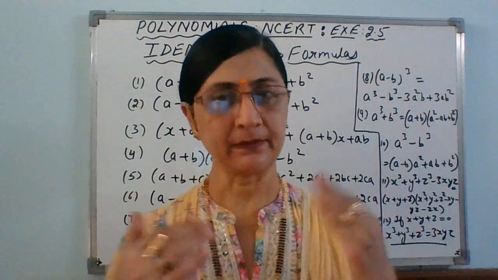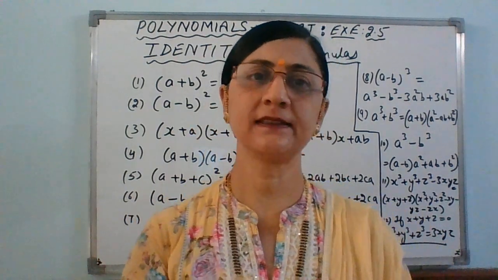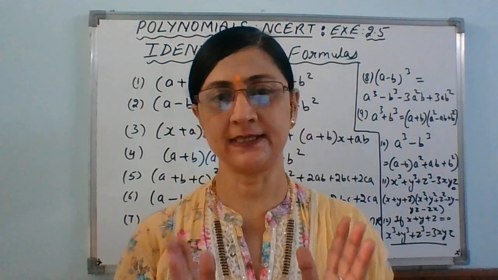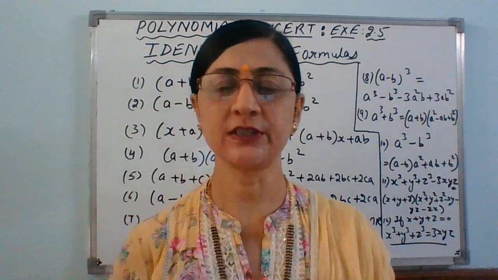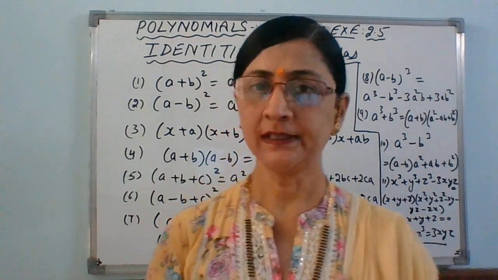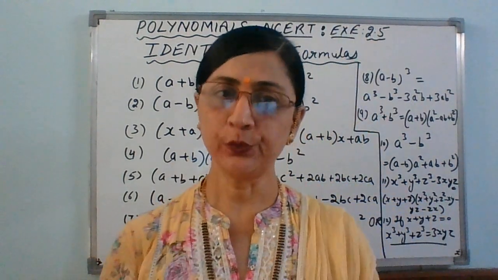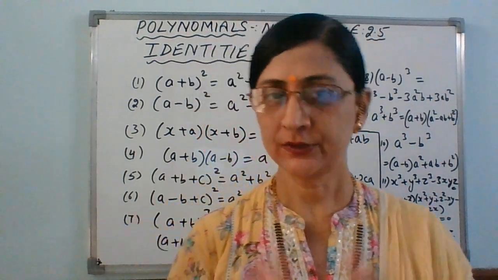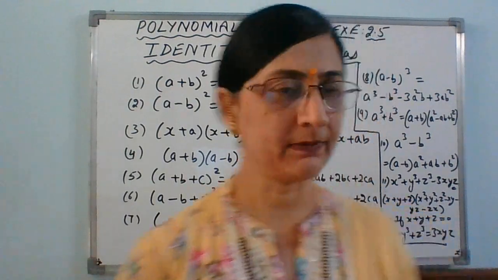So in this video, I'm here with the Polynomials Class 9 exercise 2.5 of NCERT. Before doing the exercise, there are certain identities. Identities mean certain formulas, right? Which you should know before doing exercise 2.5. So these formulas I've written here, I'll explain, right?